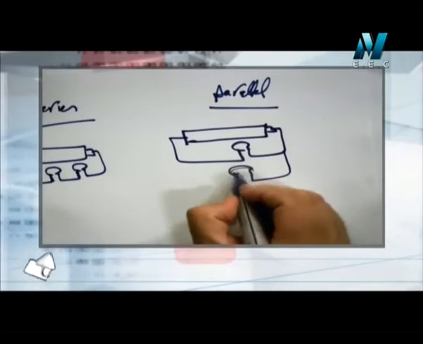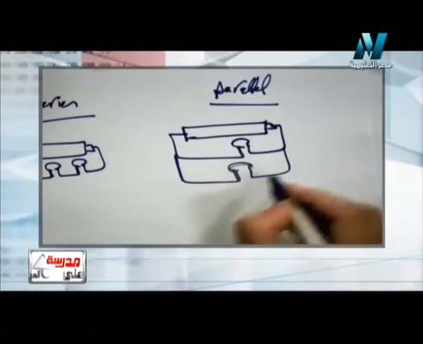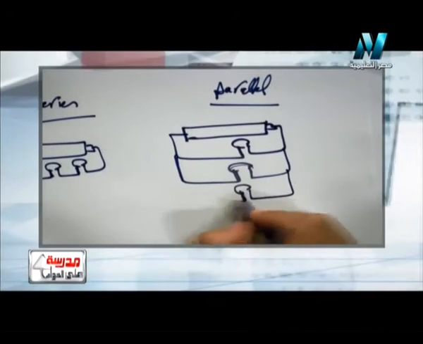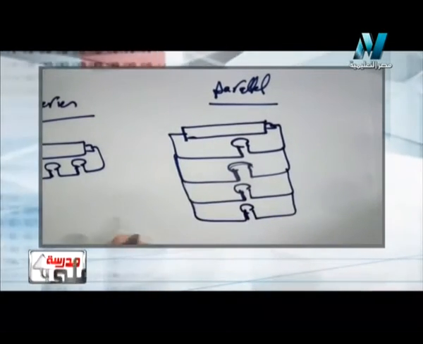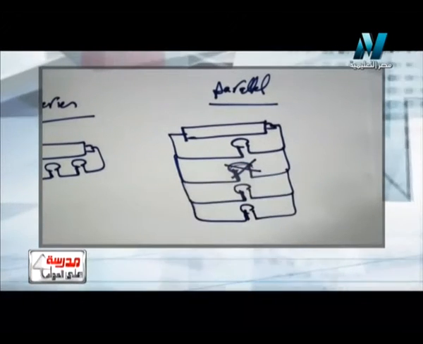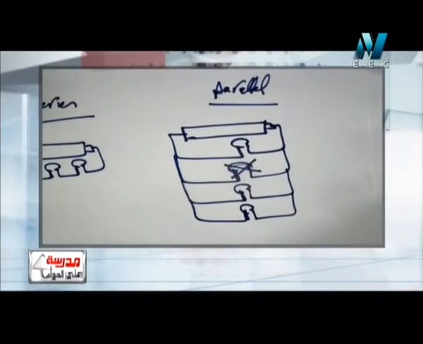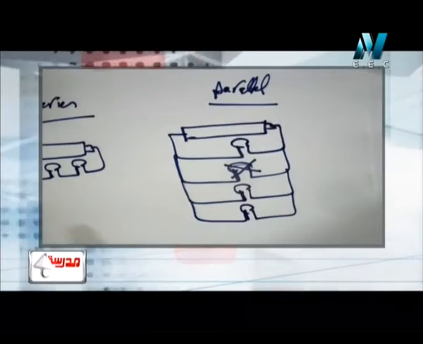First route for the first lamp, second route for the second lamp, third route for the third lamp, fourth route for the fourth lamp. So if one lamp here is turned off like this or is unscrewed, all the other lamps are not affected, and they continue lighting, because they are not affected by what happened to one lamp of them.